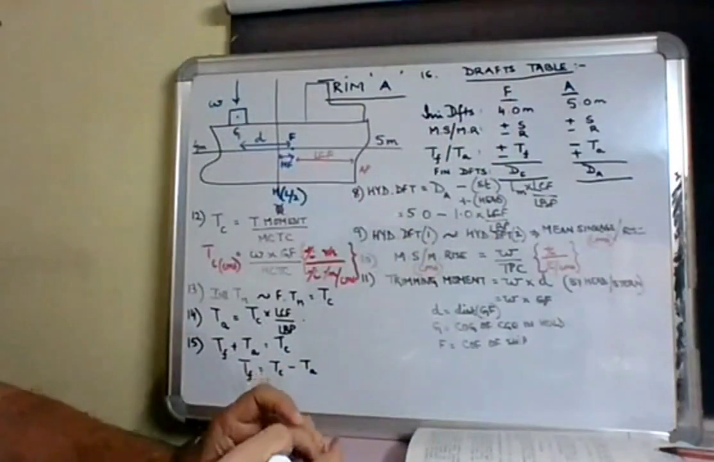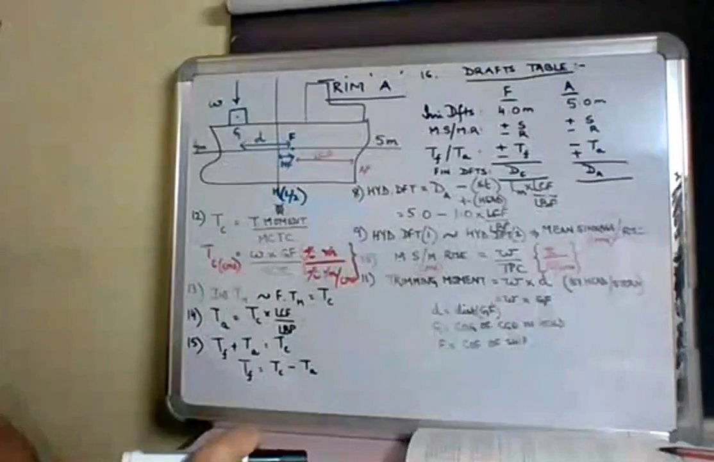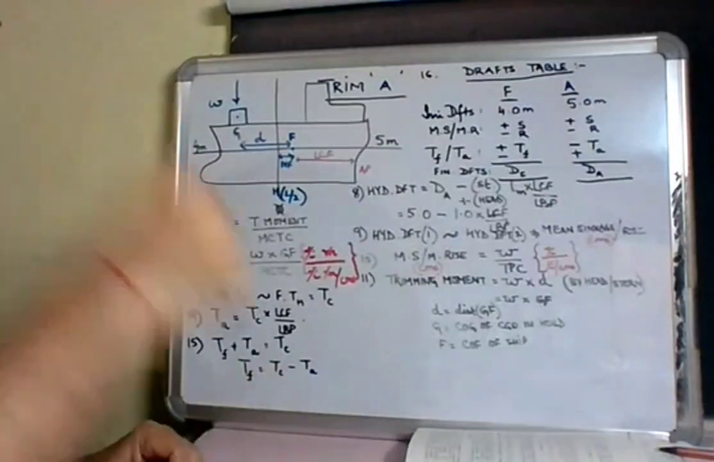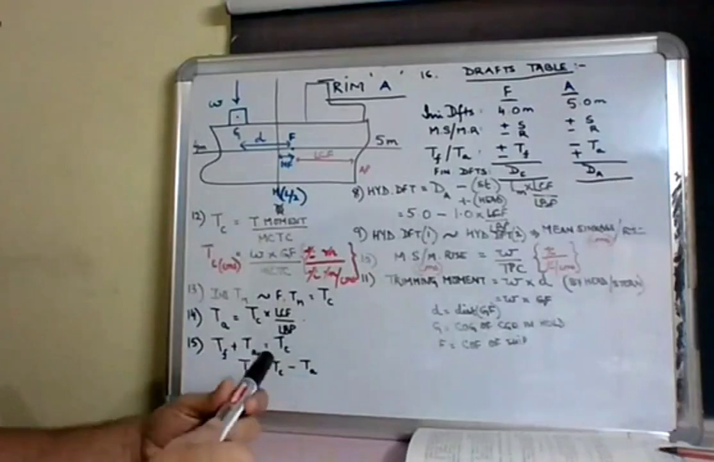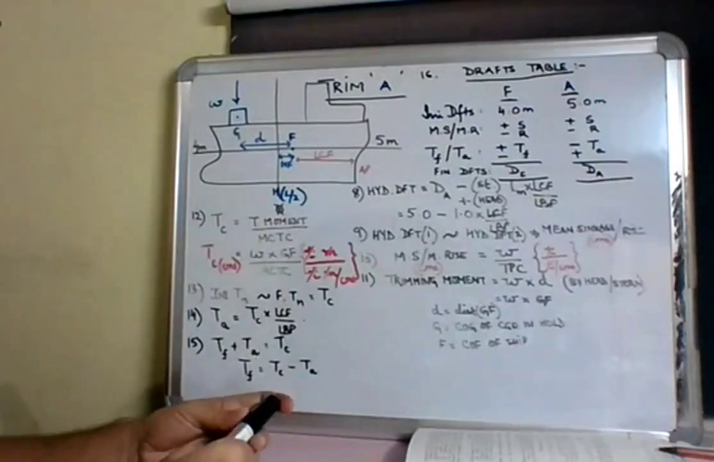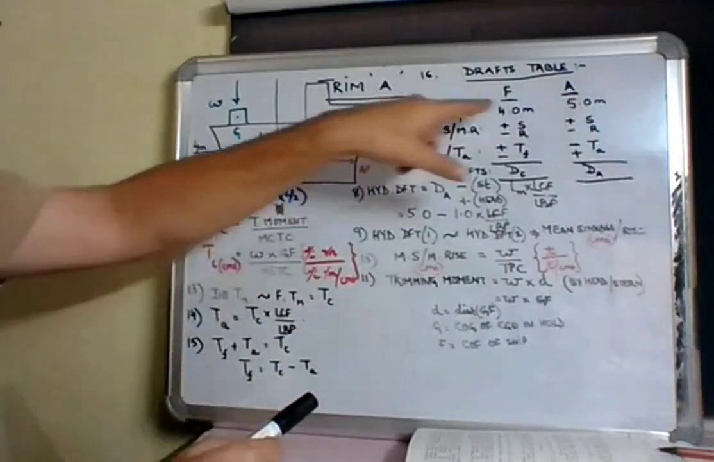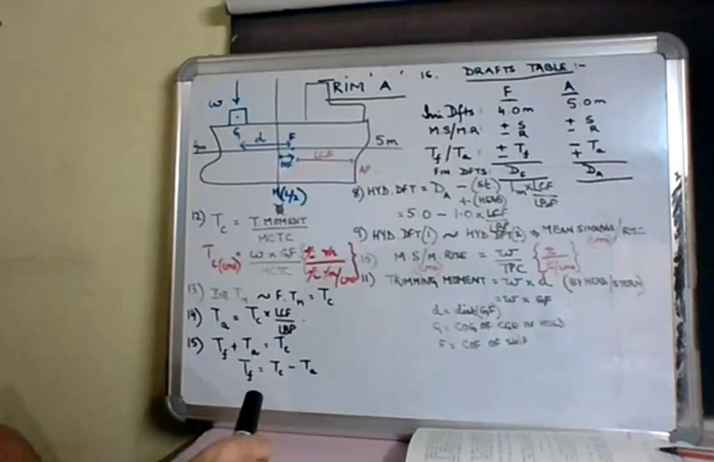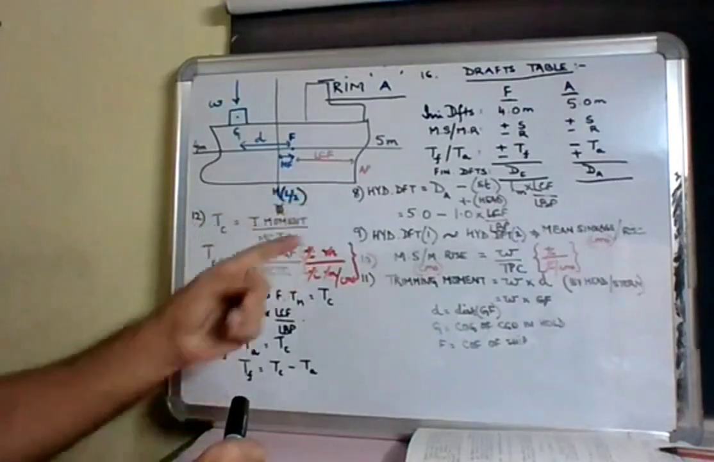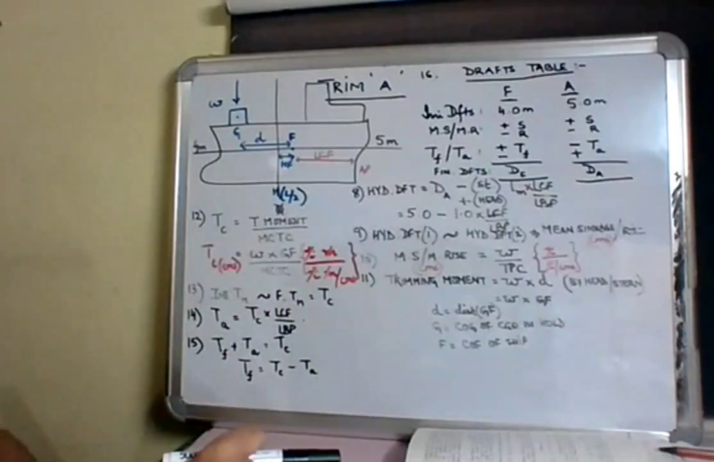This is my formula number 16. Is this okay with everyone? Any doubts? Yes, sir. Anybody has any doubts, please clear them out. Yes, sir, ask. These initial drafts won't be the hydrostatic drafts? No. These are your initial drafts. And sir, in case we have not been provided with the hydrostatic drafts, then to find out the mean sinkage or the mean rise, should we use the mean drafts? No, negative. You will use formula number 8 and number 9.